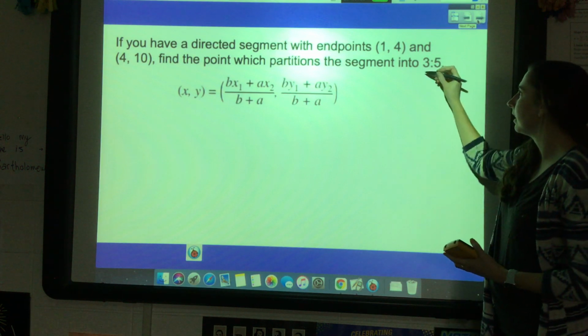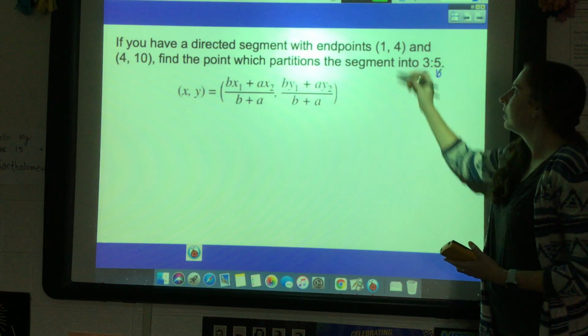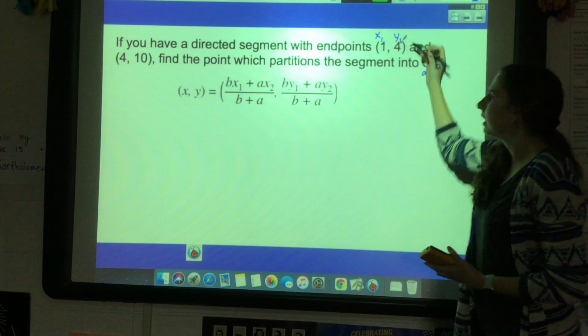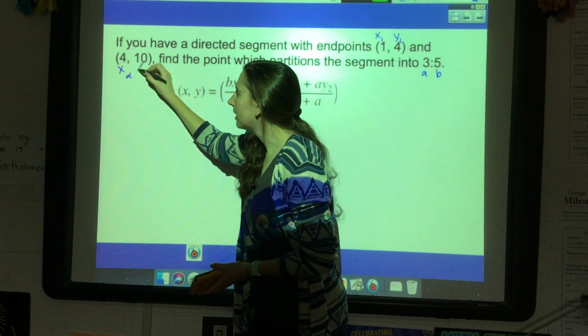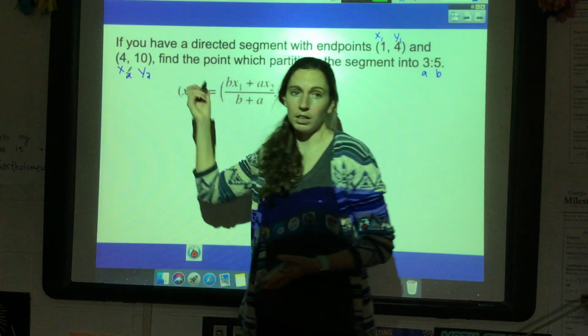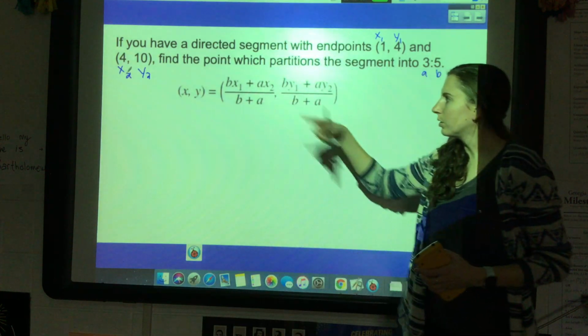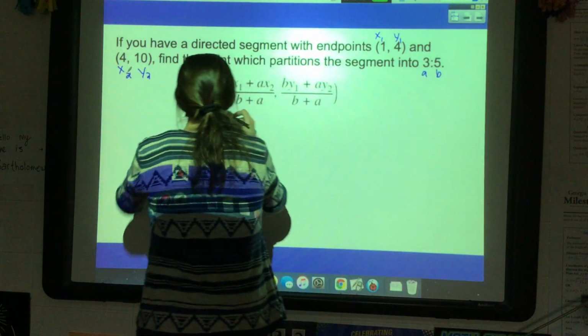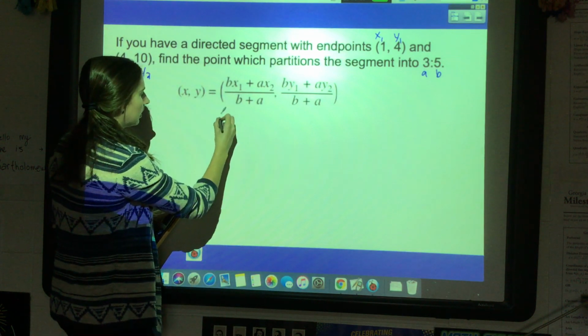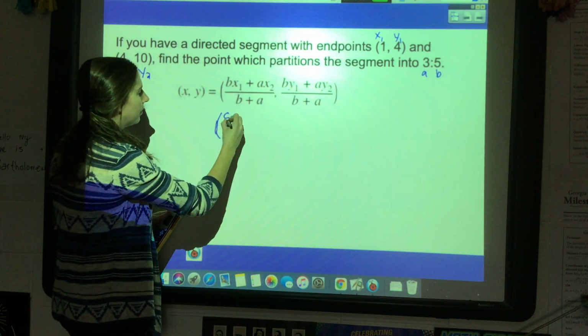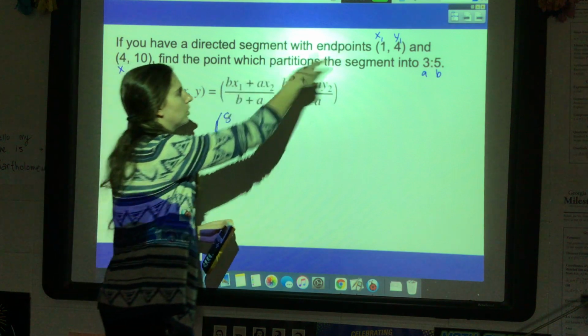You still just fill in this for A, fill in this for B, fill in this for x1 and y1, and fill in this for x2 and y2. It really doesn't matter to me which one you use. So if you want to use this one, you would fill in, B is 5 times x1, which is 1.